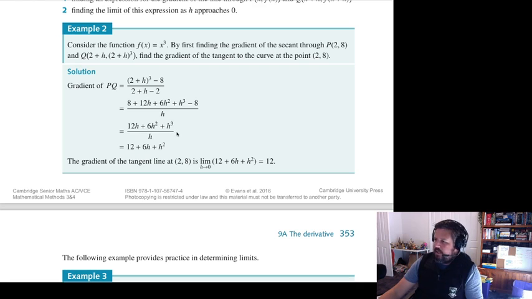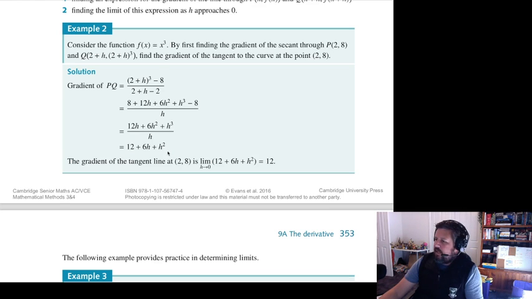Now some people are not really sure where to go from here. What you need to do and remember is to factorize the top line here. So h is a common factor to each of these, so h can pop out the front, and then on the top line you're left with 12 plus 6h plus h squared. And because you got the h out the front as a factor and you got the h on the bottom line, they cancel out and you are left just there with that.